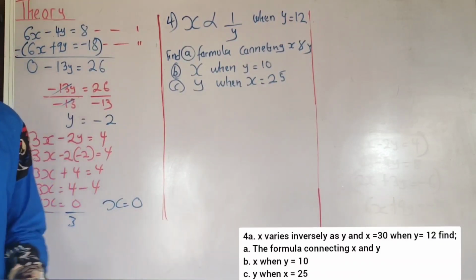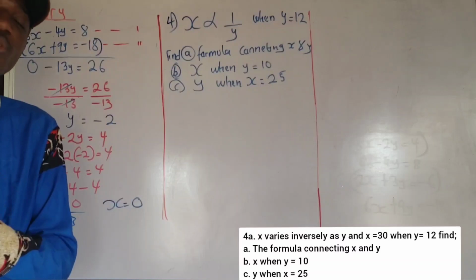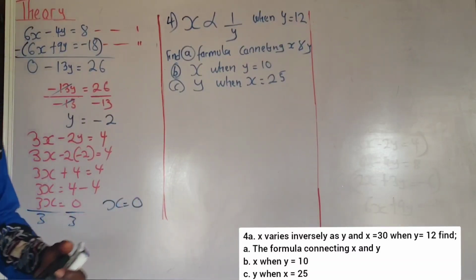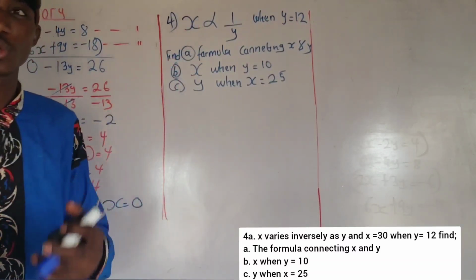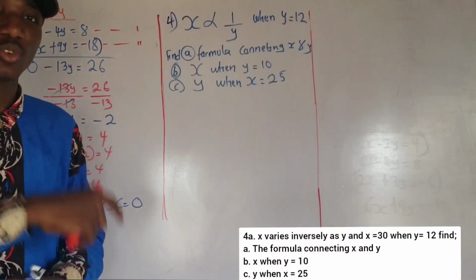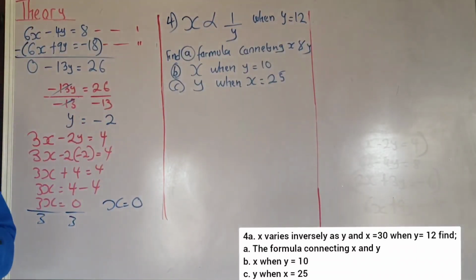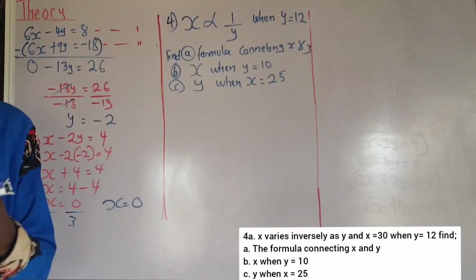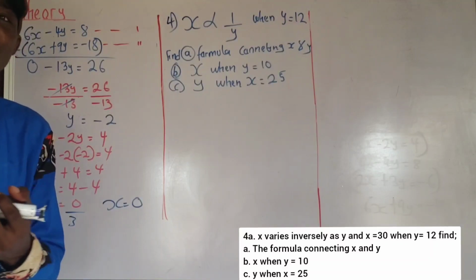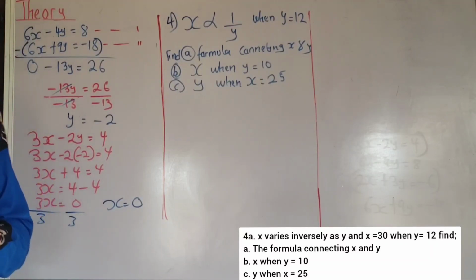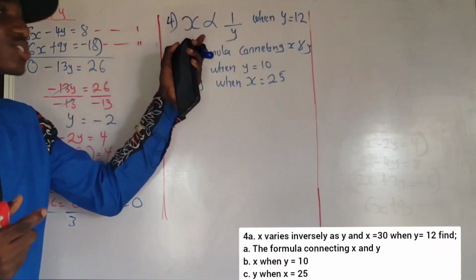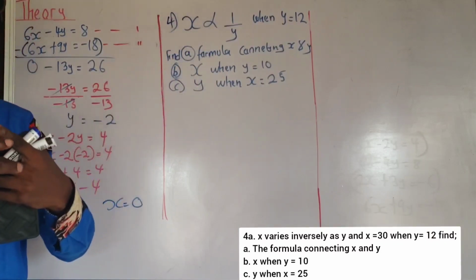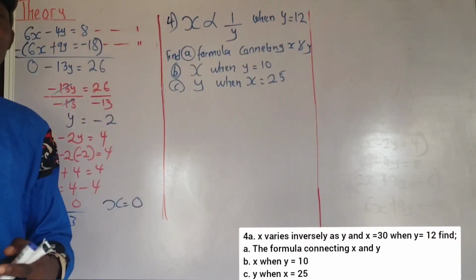You understand? But now in variation, there is something called the proportionality constant. You understand? If you want to change this variation sign to an equals sign, you introduce a proportionality constant. The work of the proportionality constant is to tell us the amount that leads to the variation in both x and y. You understand? Listen, it's simple.